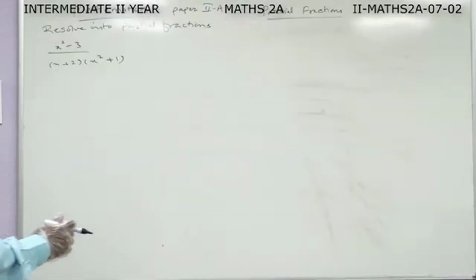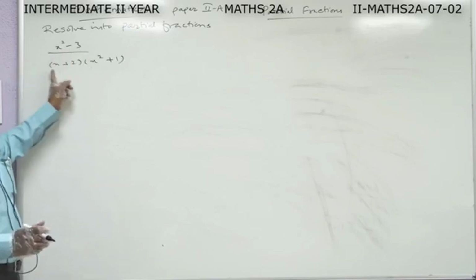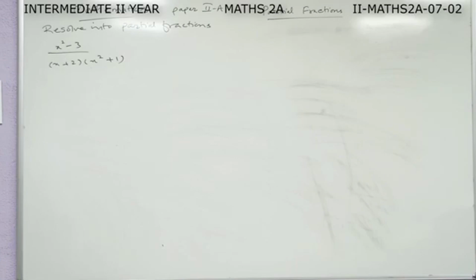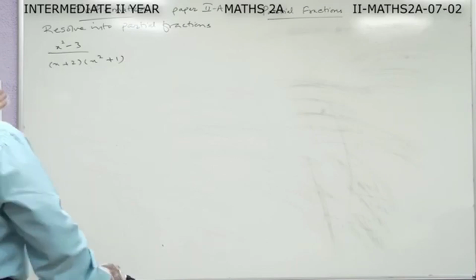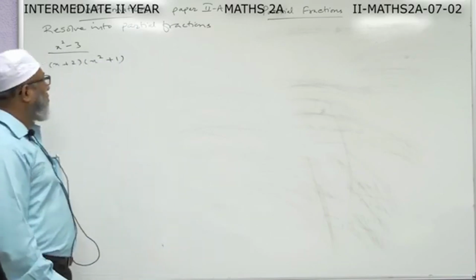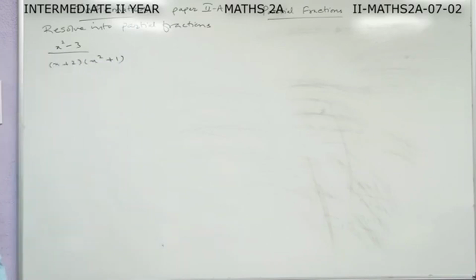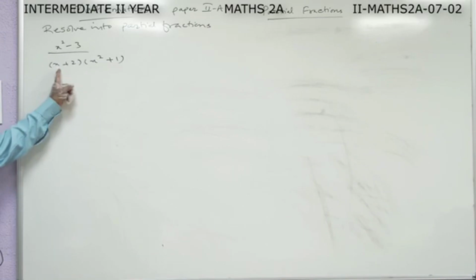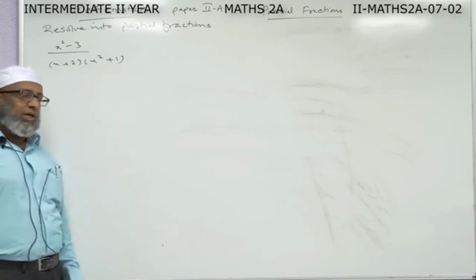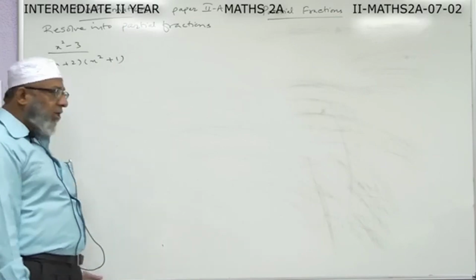So, the next question is x square minus 3 by x plus 2 into x square plus 1. This is a very important question. This question has come a number of times in previous examinations for 4 marks. Again, you have to see the denominator. What type of denominator? The first part is a linear one and the second part is a quadratic one, which cannot be split into linear factors.